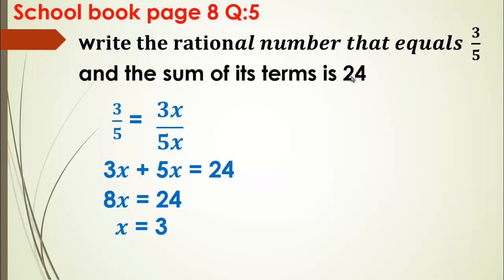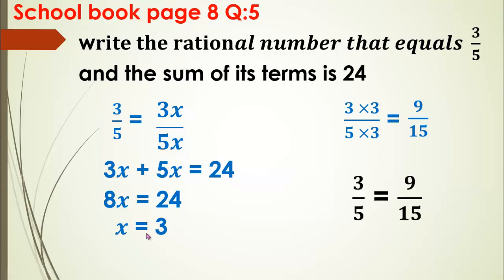Now, I said that 3 times x and 5 times x. So let's take away x and put instead of it 3. 9 plus 15 is equal to 24. So the rational number he's looking for is 9 over 15.